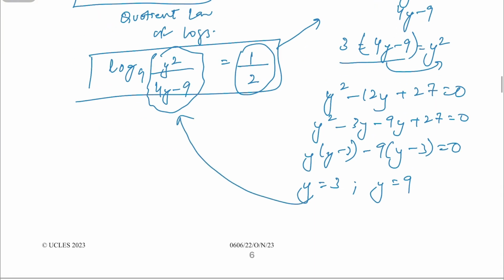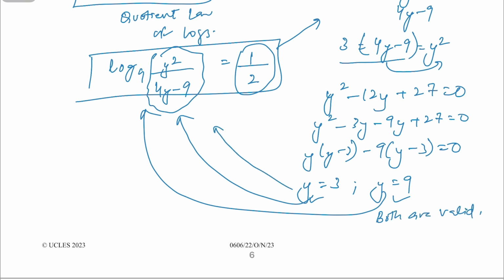We can plug in both y values and check whether they are valid or not. And when we check y equals 3, it is valid. When we check y equals 9, it is also valid. So both are valid.